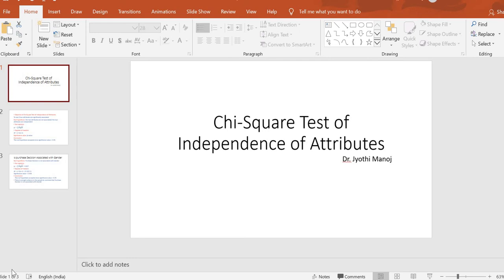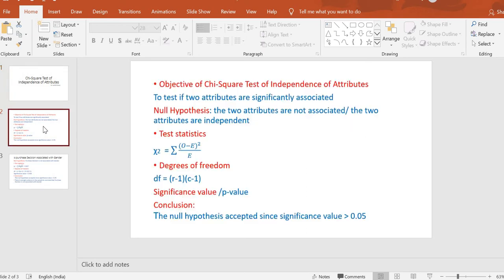Hello and welcome to the tutorial on chi-square test of independence of attributes. In this tutorial, we will learn how to perform chi-square test of independence of attributes using SPSS and also how to interpret the output. As it is known, chi-square test of independence of attributes is a test to find if two attributes are significantly associated or not.